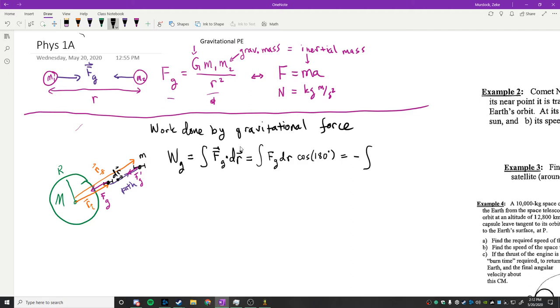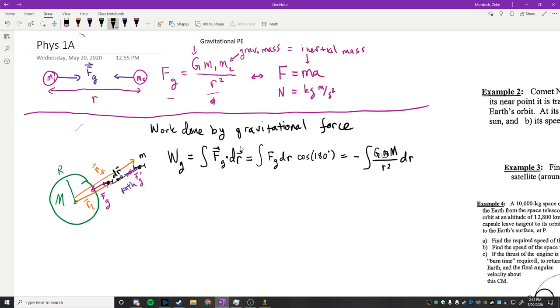Now we can plug Fg in if we want to. Fg, as seen above right here, is going to be big G times the mass of the satellite times the mass of the planet, and then we divide by the distance between the planet and the satellite at any moment squared, and from there we multiply again by dr, right? So we just replaced the force inside of this equation. We got a negative sign due to the cosine of 180, right? And now we just do this integral, assuming that the mass of our spaceship or our satellite doesn't change.